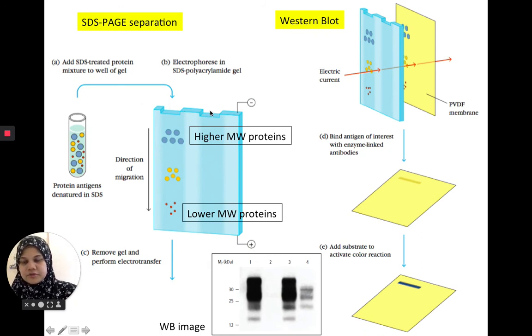You run the electrophoresis in the tank, and as the current is being applied, the higher molecular weight proteins will migrate up to a point, and then the lower molecular weight proteins will migrate further. So that's the first separation. It's entirely based on the molecular weight of the proteins. So there can be a few proteins at a similar molecular weight too. So that's something that we need to consider.